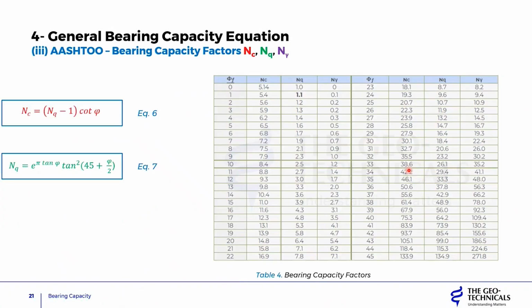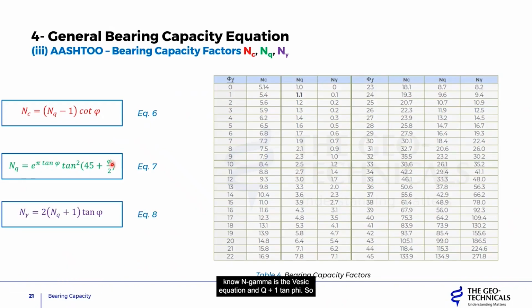Okay, AASHTO. I said Nc and Nq are the same, so Nc = (Nq - 1) cot phi, and Nq = e^(pi tan phi) tan^2(45 + phi/2). That's equation 7. And now you know N gamma is the basic equation, 2(Nq + 1) tan phi. So if you go to phi equals 0, N gamma equals 0, at 30 you have 22.4, and at 40 you have 110, same as we said before. Again, 0 and 30 are the two problems that we will solve throughout the course. So just remember that N gamma from the AASHTO equation is 22.4.